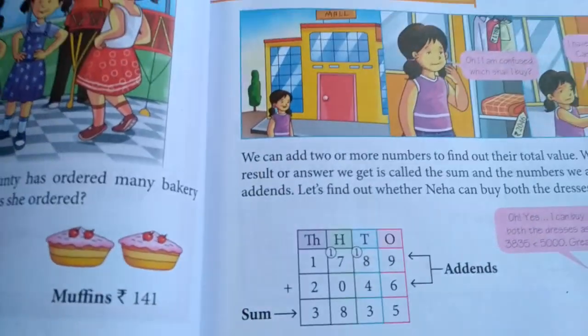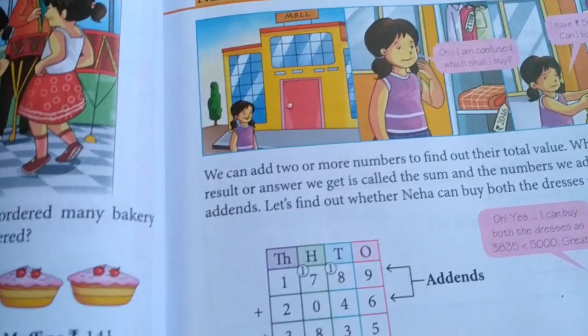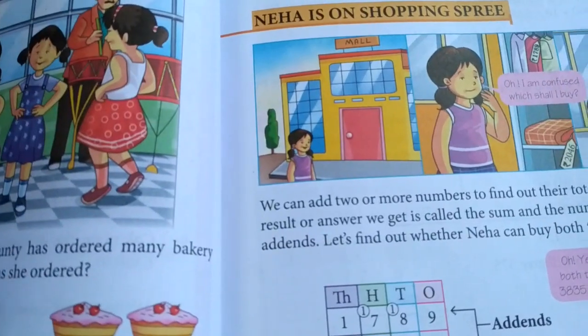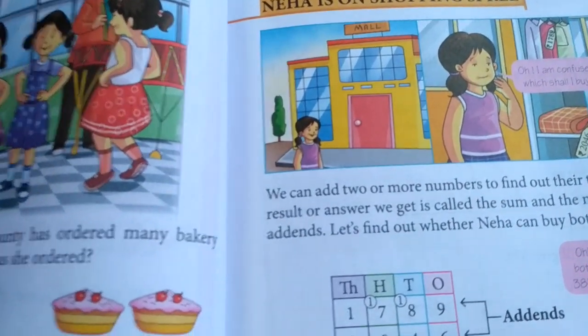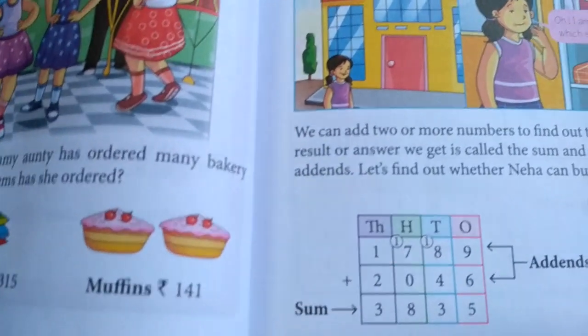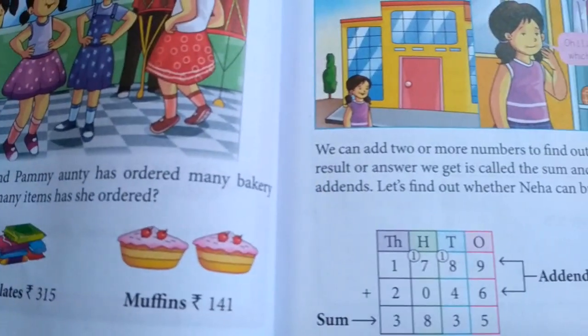So while doing addition problems, we can write addends in any order. Order means either you can write the bigger addend and then add the smaller addend to that, or you can write the smaller addend and add the bigger addend to that. No matter, result will be the same.